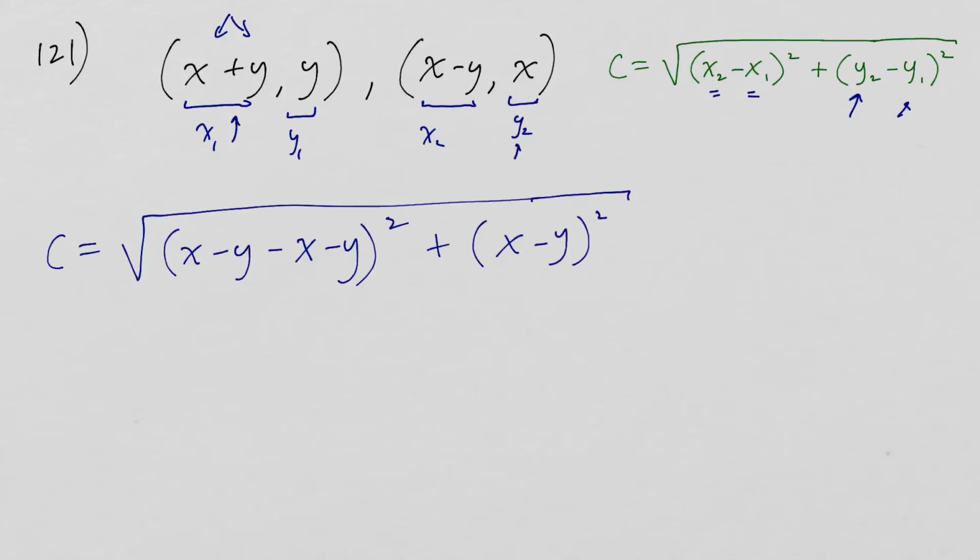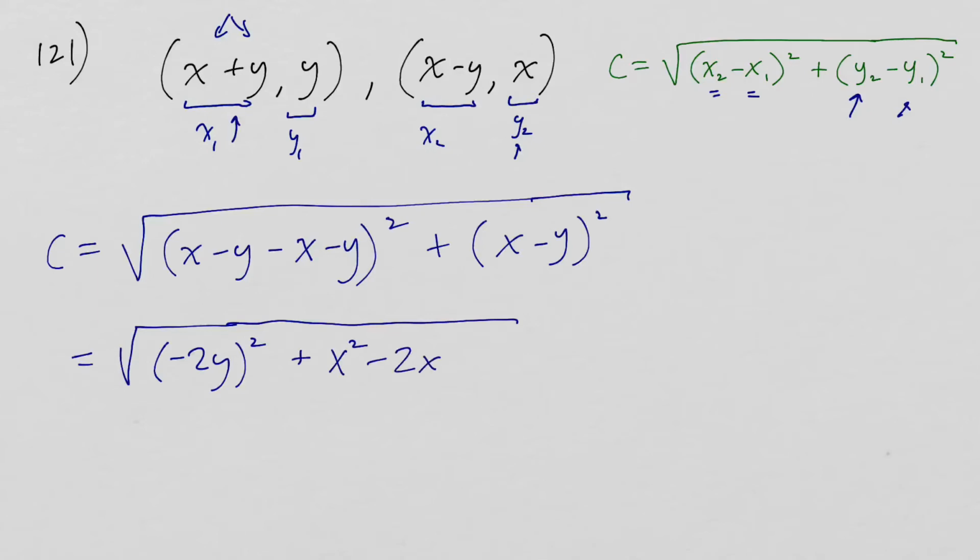Okay, so this is going to be the square root of -2y squared. And here I have a binomial squared. A binomial is the first item squared, twice the product of the two items, and then the last item squared. -2y squared is a positive 4y squared. Then I have all this stuff.